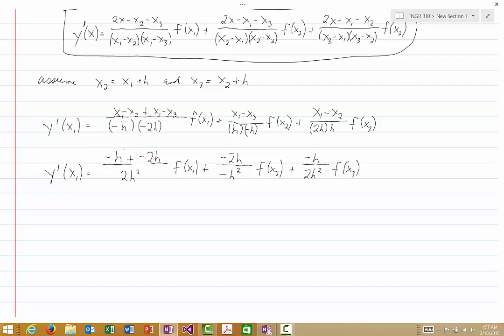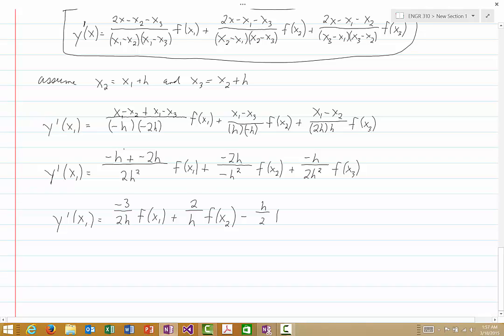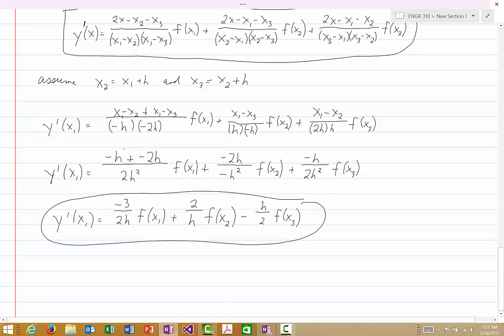And now we can finally simplify all this to get our formula for y prime at x1. And we will obtain minus 3h over 2h squared, so minus 3 over 2h times f of x1, plus 2 over h times f of x2, minus h over 2 f of x3. And this would be our numerical formula for the derivative of f at x1, if x1 is at the left-hand edge and x2 is equal to x1 plus h and x3 is equal to x2 plus h.